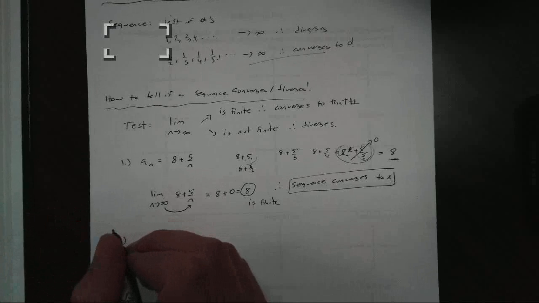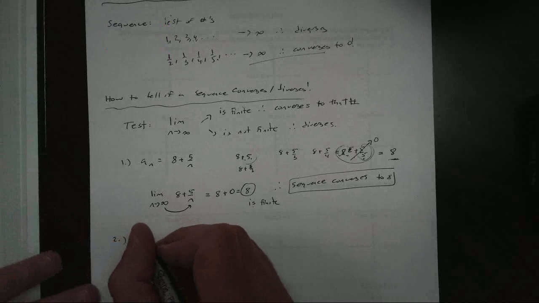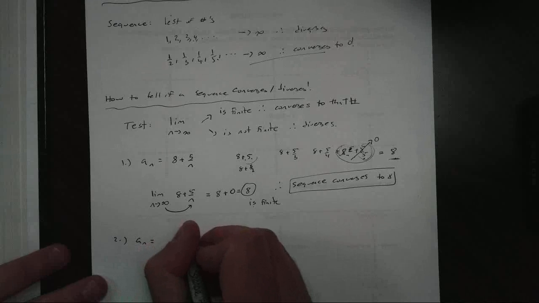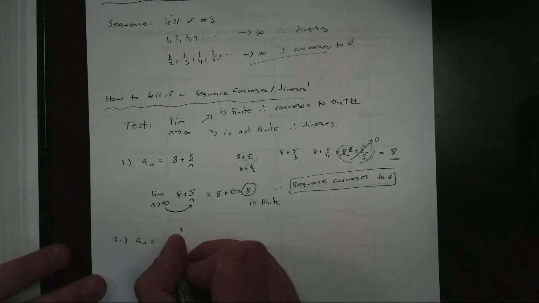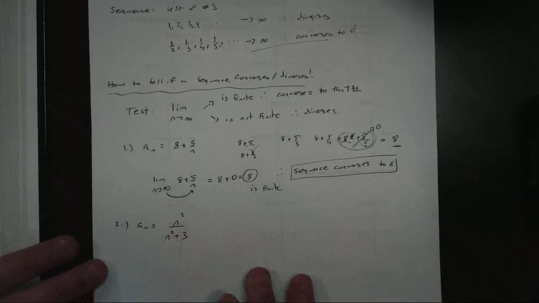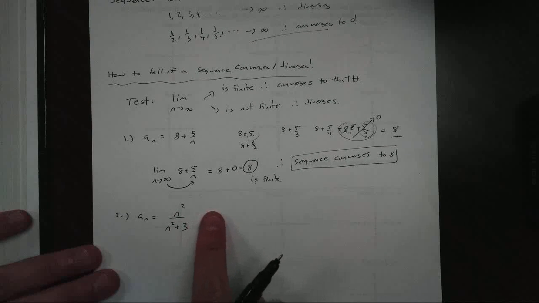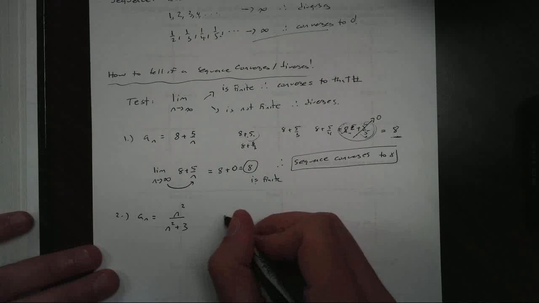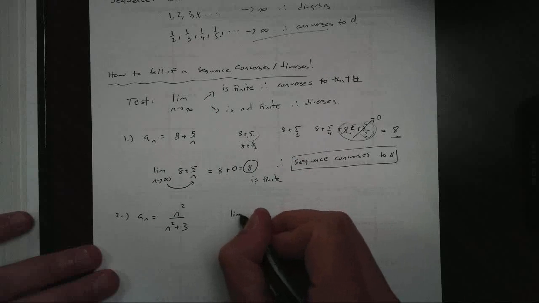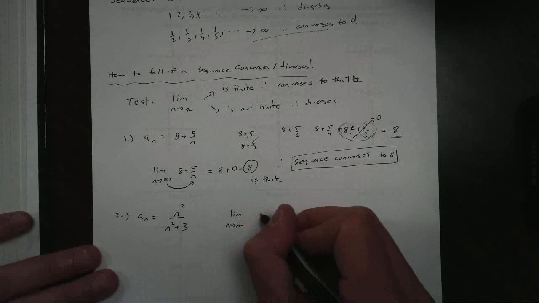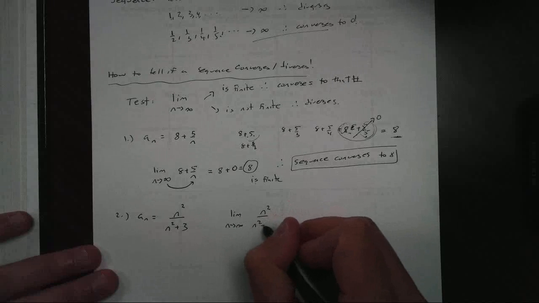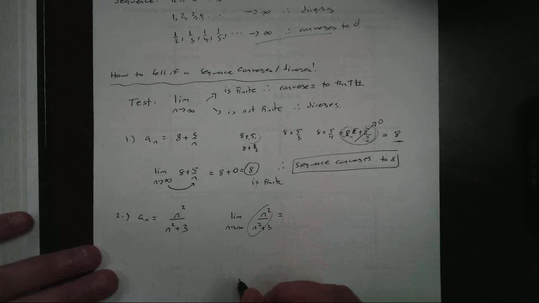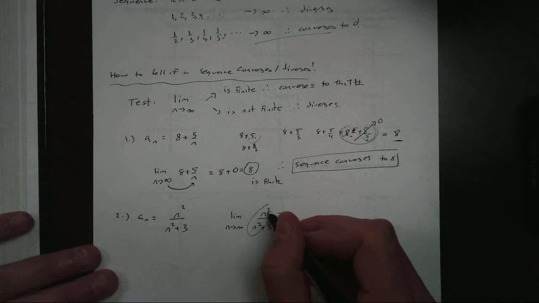Number 2, let's take a look at another one here. What if we have something like a sub n equals, let's say, n squared over n squared plus 3. Now this is a lot harder to imagine, but that's where we have the limit process. So we take the limit as n goes to infinity of n squared over n squared plus 3. We should recognize this from earlier. My coefficients are the same, so that's all I really care about.